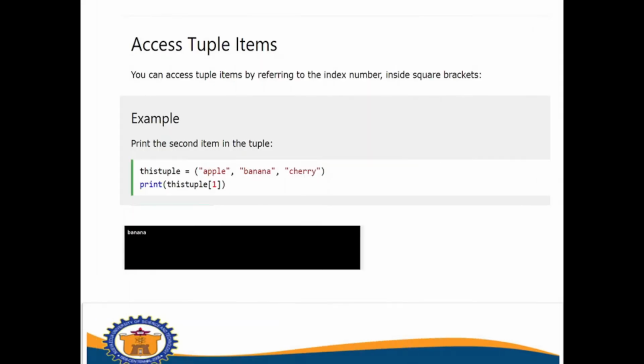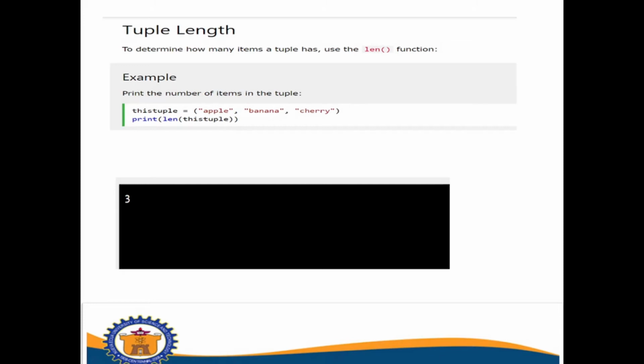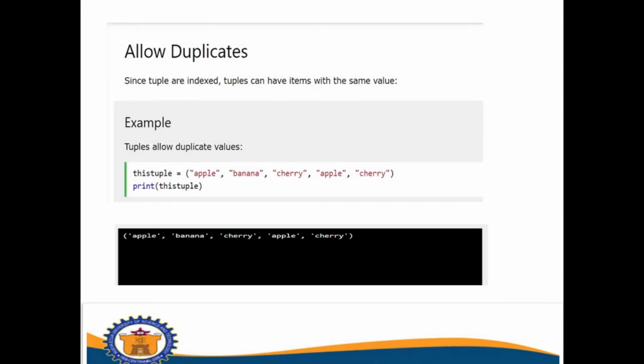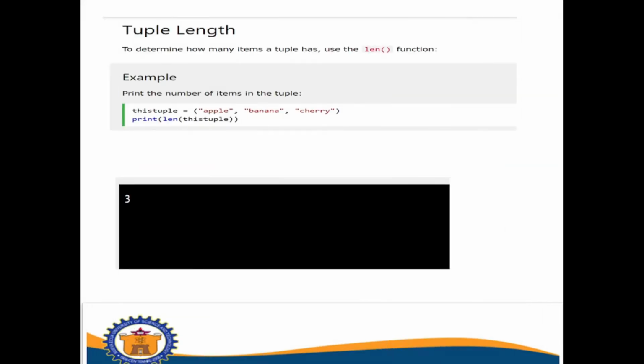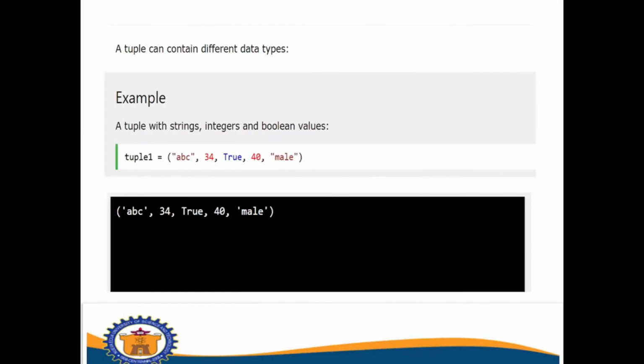Next, how to access tuples. You can access tuple items by referring to the index number inside square brackets. So, last time class, yung kaninang pinakita natin about tuples, pakita ko lang sa inyo class. So, pinag-aralan natin, again recap lang, how it allows duplicates, how to add length, which will count how many elements we have inside, and then tuple items and how to access it.